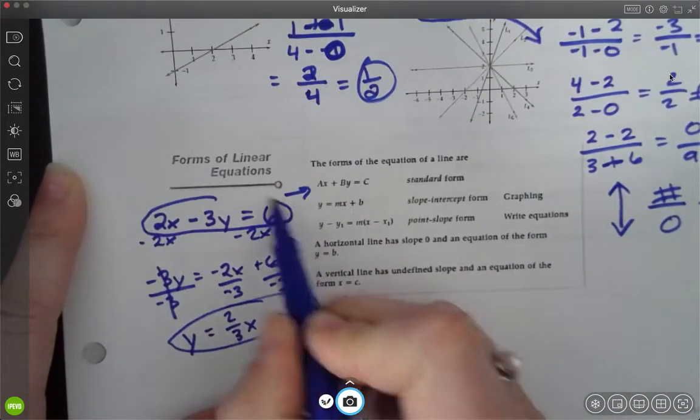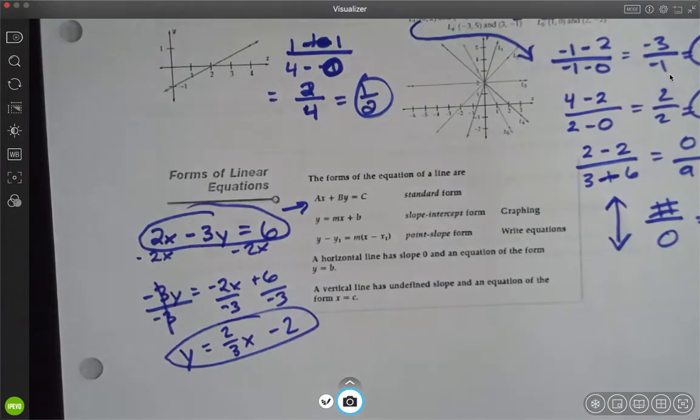I'm going slightly fast here, so I'm pausing. You have the negative 3y, you have to get rid of that negative 3, and then you get y. So, starting in standard form, anything in standard form, we can make it into slope-intercept form by solving for y.